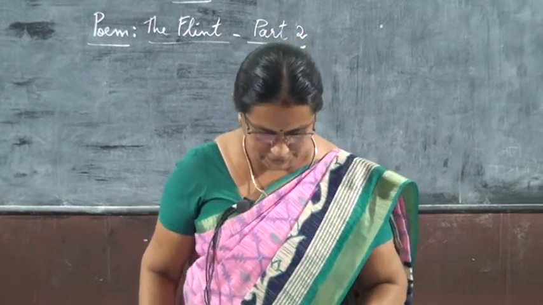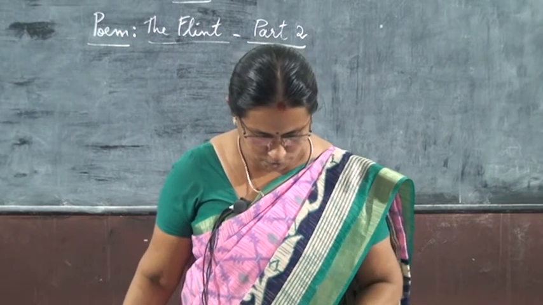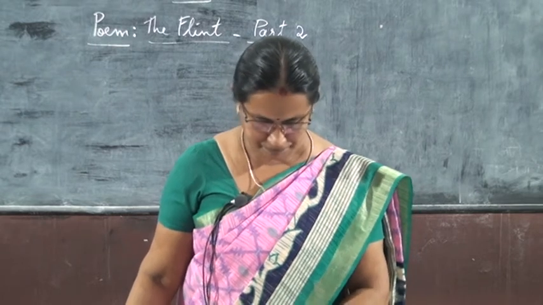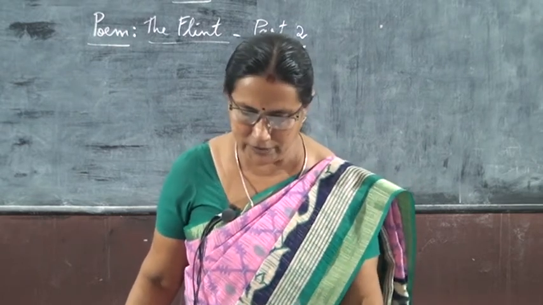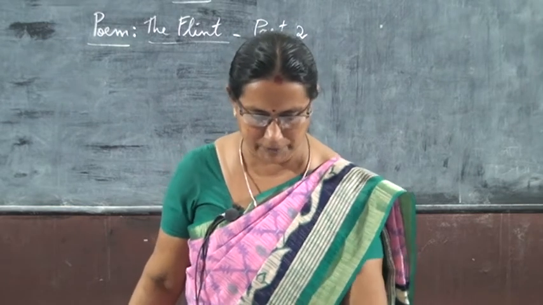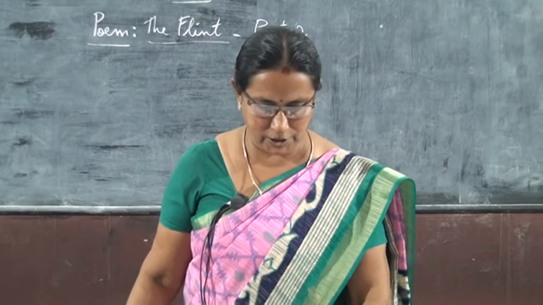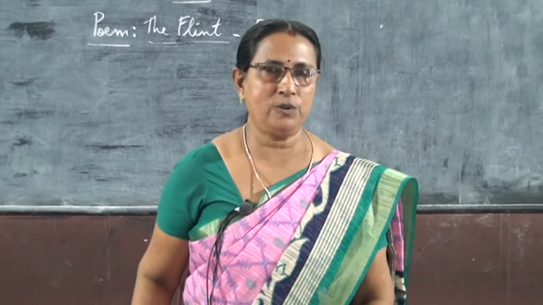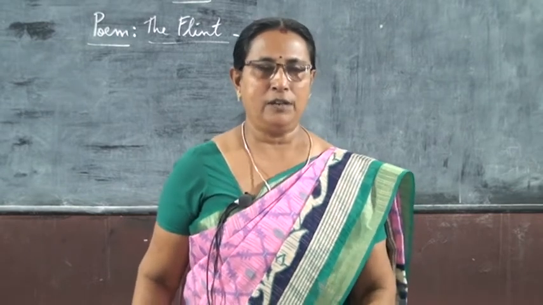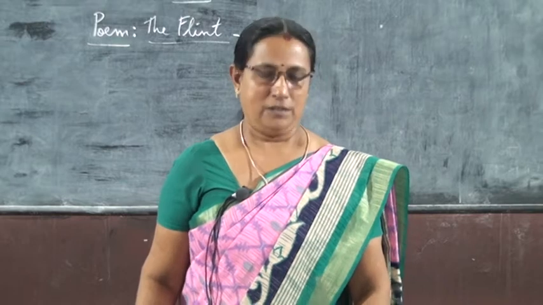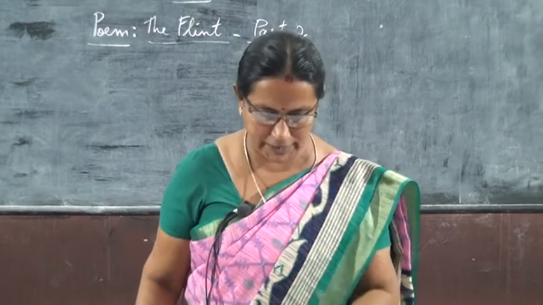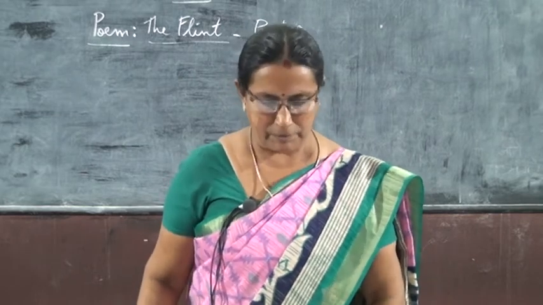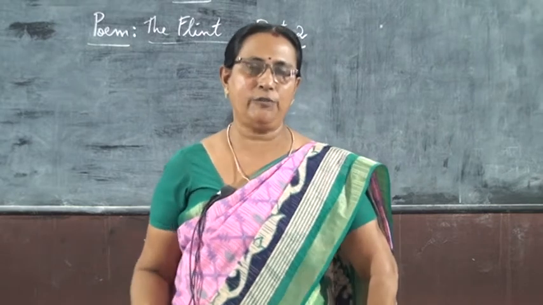Now exercise D, answer these questions. Number 1, in what way is a flint different from the gemstones mentioned? Now why is the flint different from the precious stones? Can you tell me the difference? The flint is an ordinary stone, it is found in the mud. But the precious stones are very valuable, they are very costly. Flint is not at all costly. Then it is not expensive as the gemstones. The flint can be used to start a fire, but these gemstones are only things of beauty.